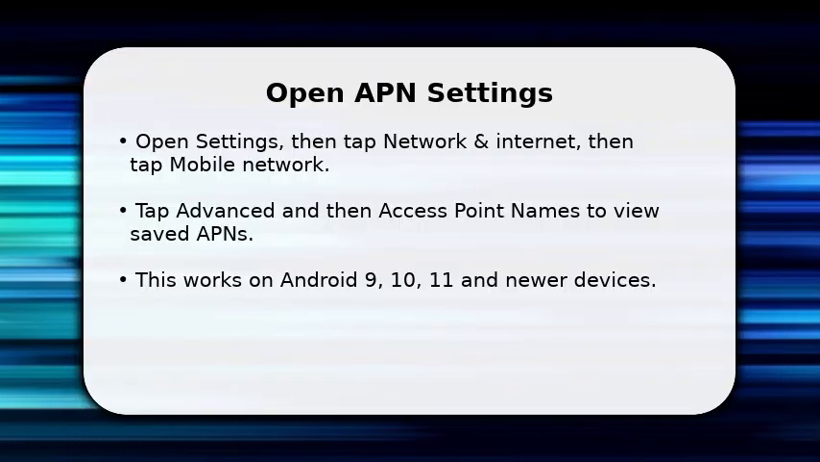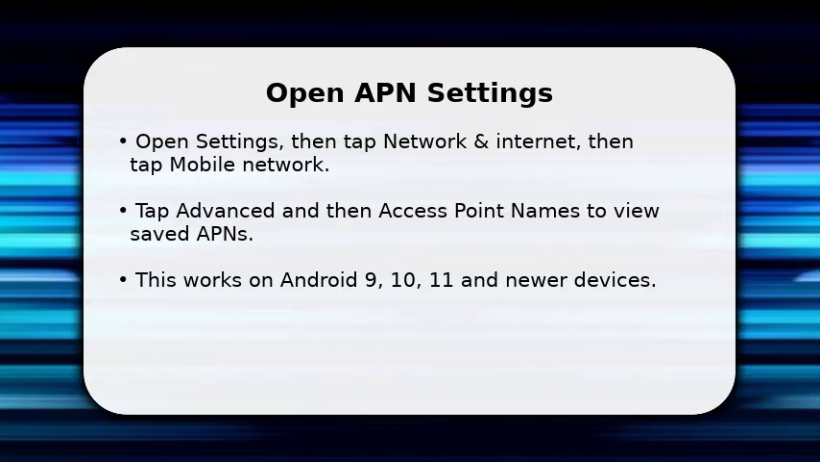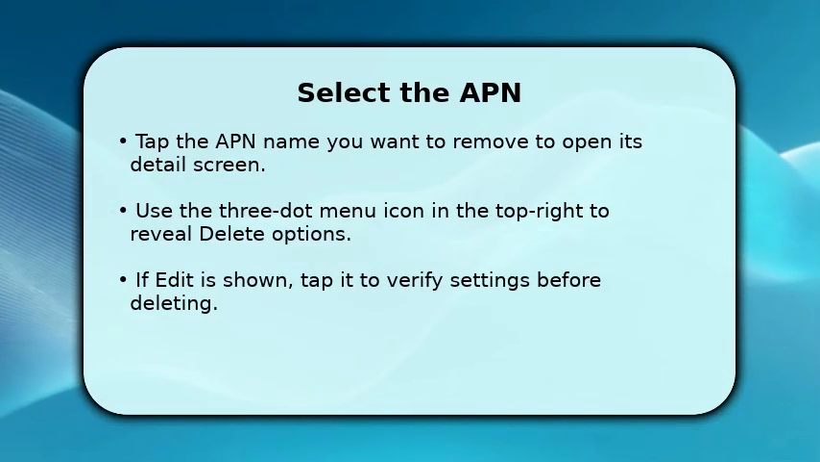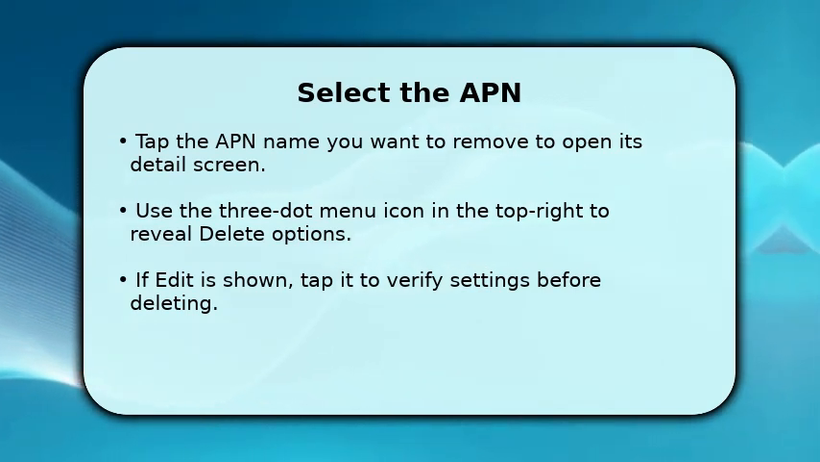If you cannot find the option, use the Settings search field and type Access Point Names. Make sure you have your carrier details saved elsewhere before deleting any APN entries. From the list of APNs, tap the specific APN you want to remove. That opens the APN detail screen with all configuration fields visible.